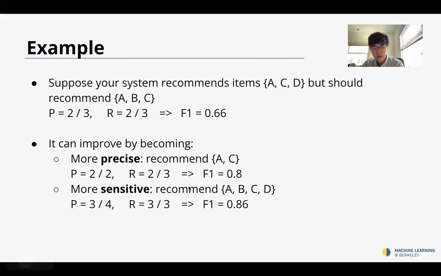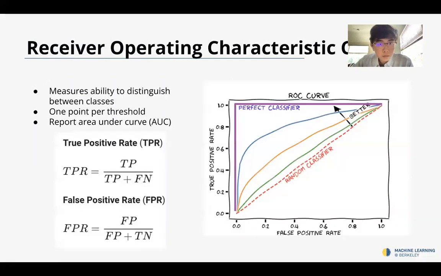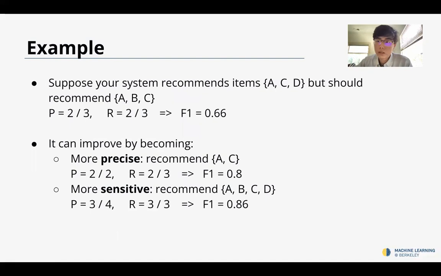And the precision here is 3/4 because you have 3 hits, A, B, and C, whereas you recommended 4 things, so it's 3/4. And the recall is 1 because you recommended every single correct item. That gives you an F1 of 0.86, which also improves on the previous system because you managed to predict more correct items.